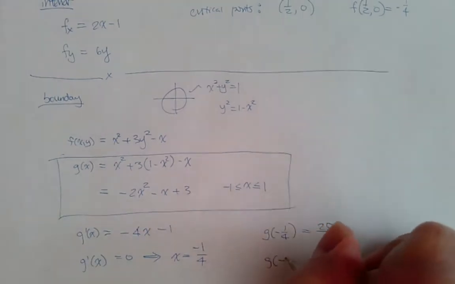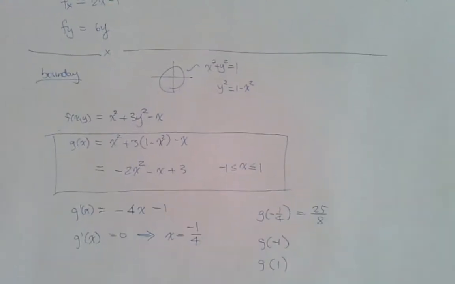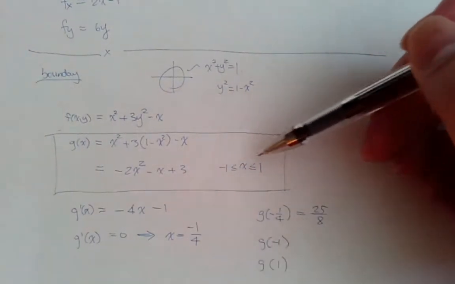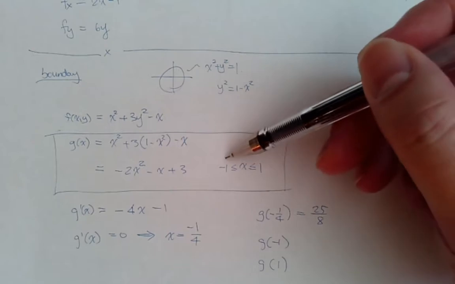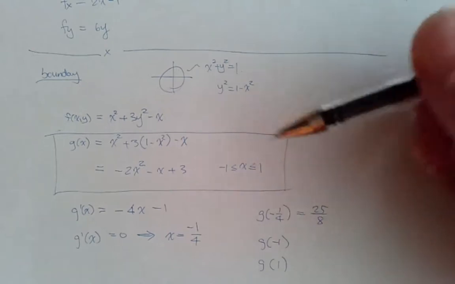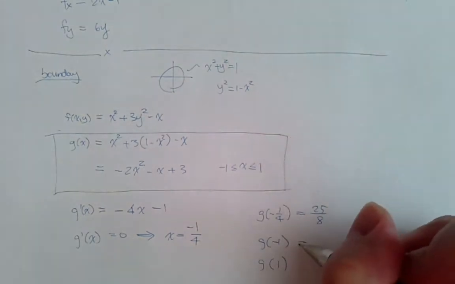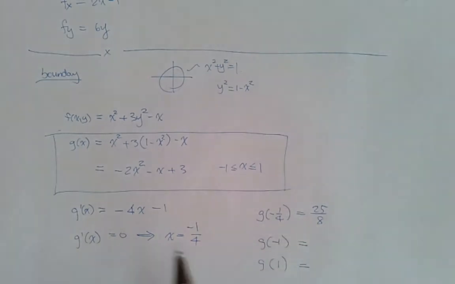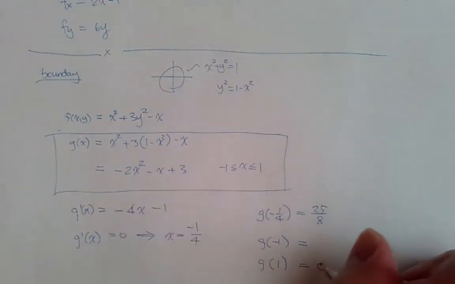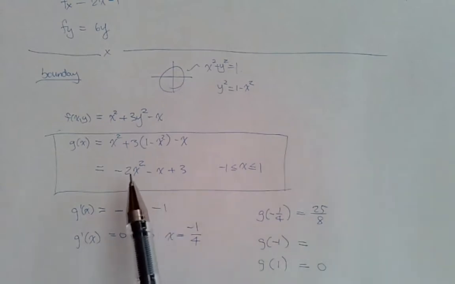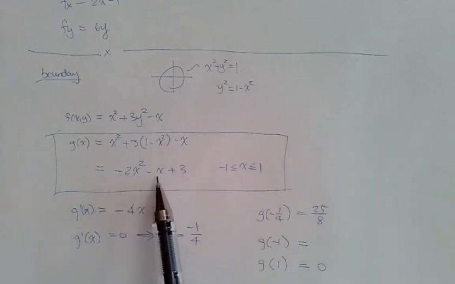We also have to calculate g of 1 and g of -1, right? Because those are potential places that have the min or max for g. So g of 1 should be easy. Add up all the coefficients, so that's 0. G of -1 means this one is negative, it's positive, no, that's 2.